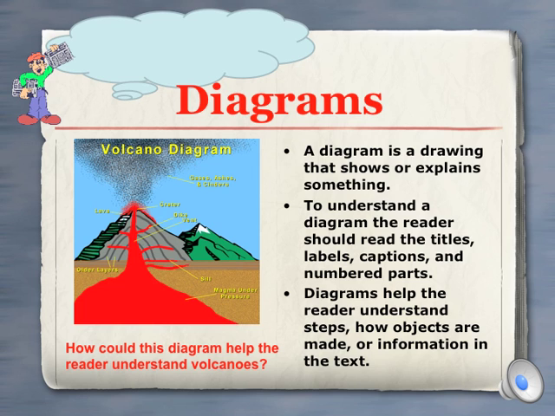Diagrams. A diagram is a drawing that shows or explains something. To understand a diagram, the reader should read the titles, labels, captions, and numbered parts. Please copy down the first two bullet points.